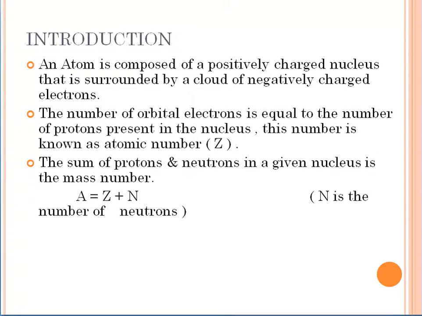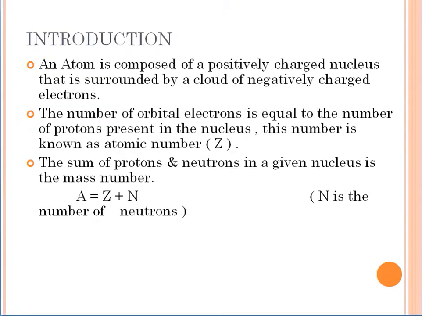Introduction. An atom is composed of a positively charged nucleus surrounded by negatively charged electrons. The number of orbital electrons is equal to the number of protons present in the nucleus. This number is known as the atomic number, Z.